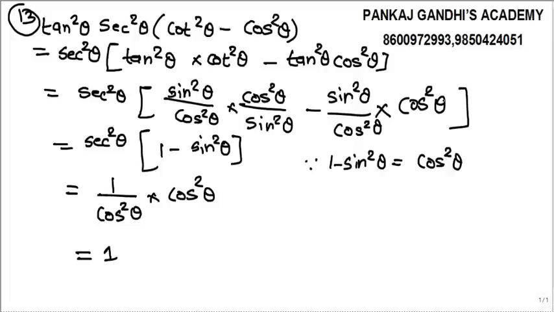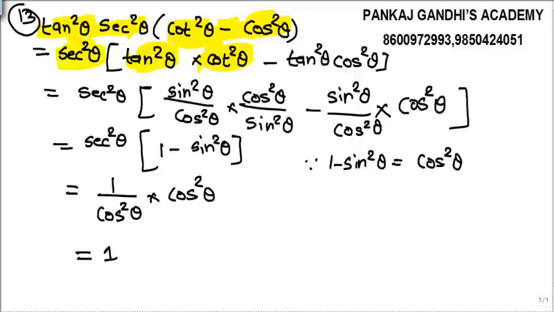Question number 13. Here we have to find out the value of this expression: tan square theta, sec square theta into cot square theta minus cos square theta. As we know that tan theta into cot theta is equal to 1, that's why we will multiply this bracket with this tan theta, so that we will get one value.